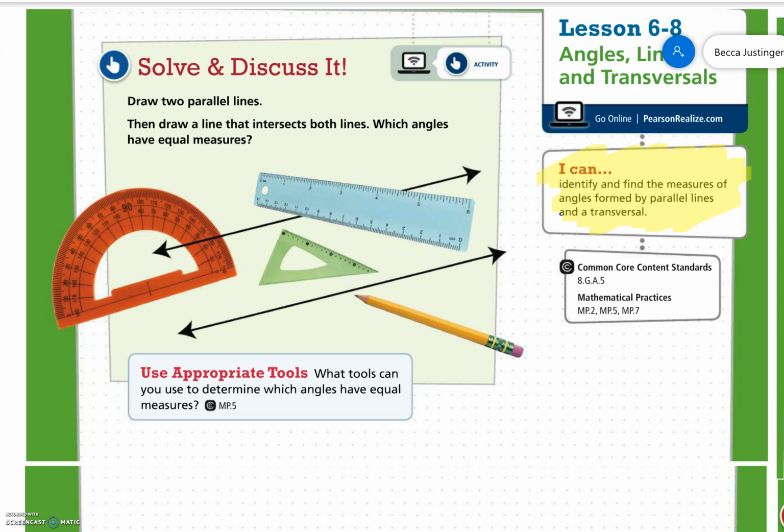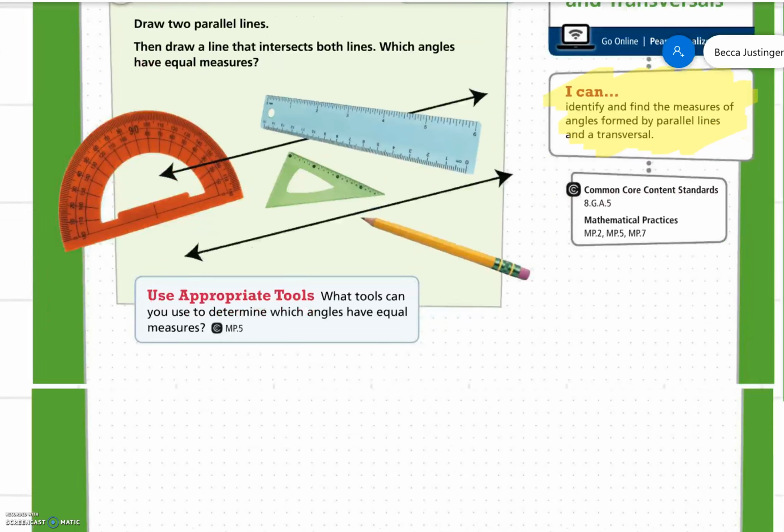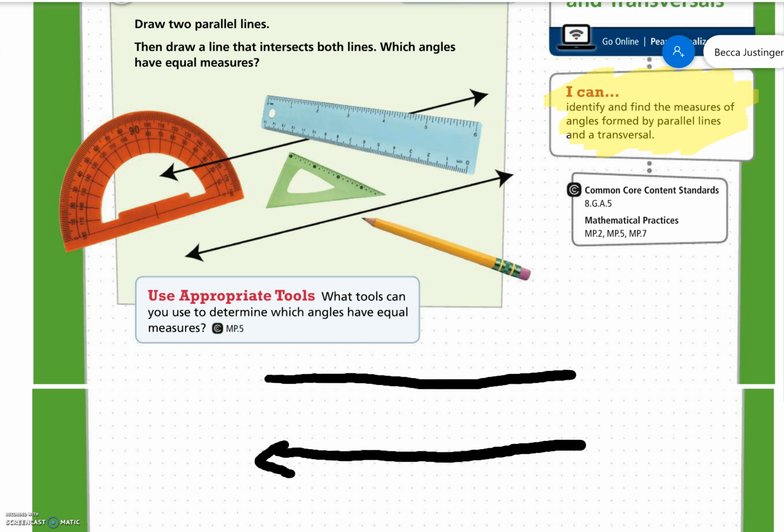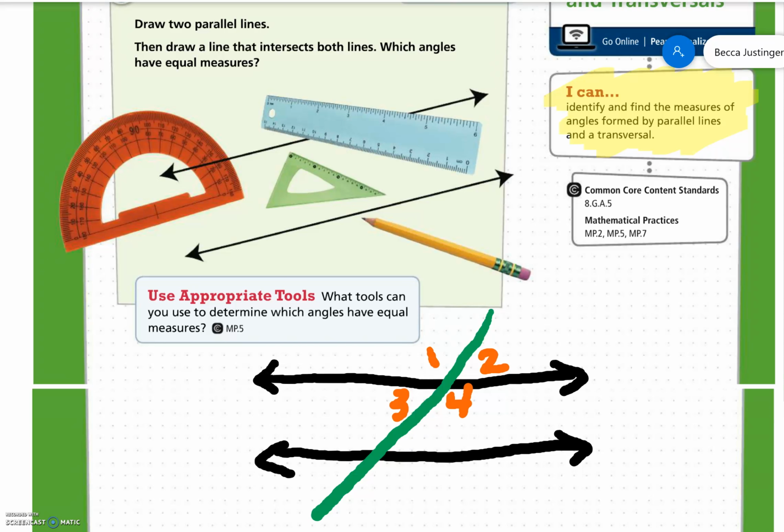Solve and discuss it. Draw two parallel lines, then draw a line that intersects both lines. Which angles have equal measures? Okay, so if we draw two parallel lines, so these two black lines are parallel, and then we draw a line that intersects them, like that, we have different angle measures. We have angle 1, 2, 3, 4, 5, 6, 7, 8.